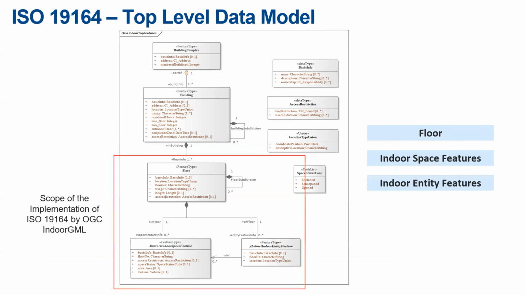This is the very top-level data model of 19164, which shows that there are many classes, but particularly I'd like to focus on the three classes within the red box. This is the scope of the implementation of ISO 19164 by IndoorGML, which includes the class Floor, abstract indoor space features, and abstract indoor entity features. I'd like to show how we can implement these three classes using IndoorGML.